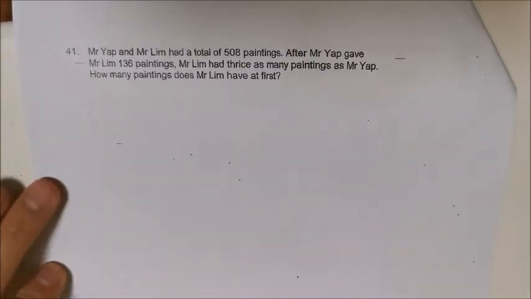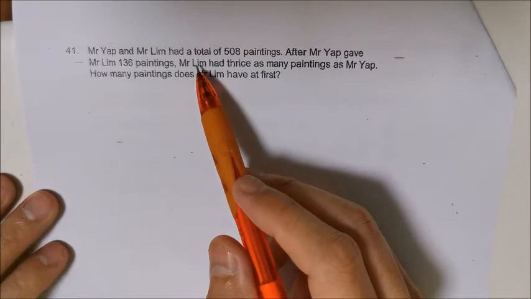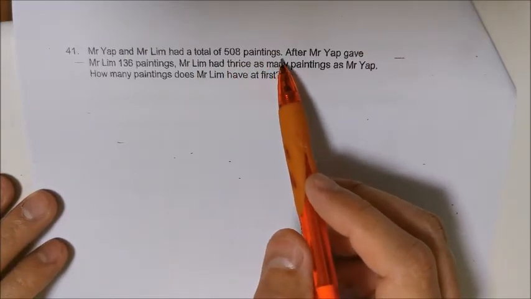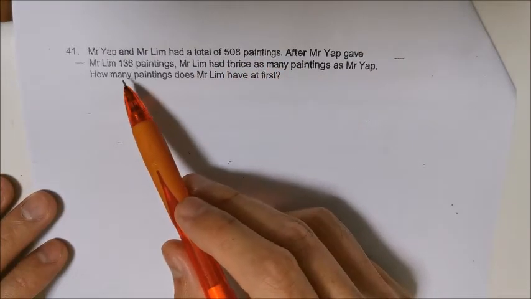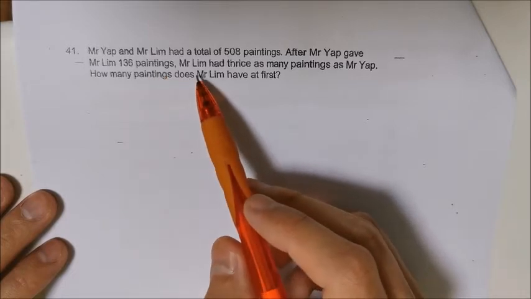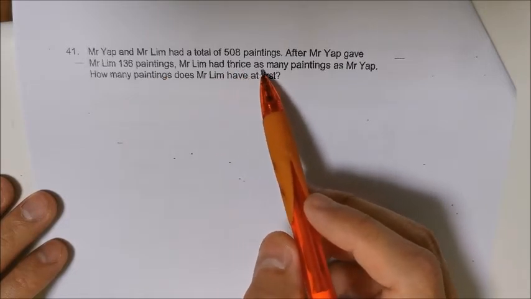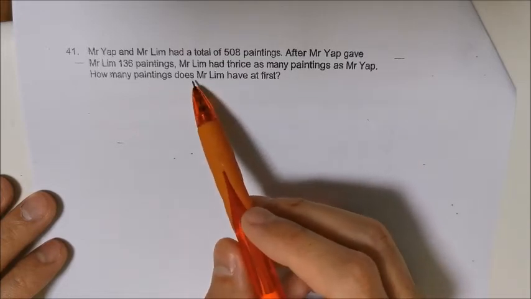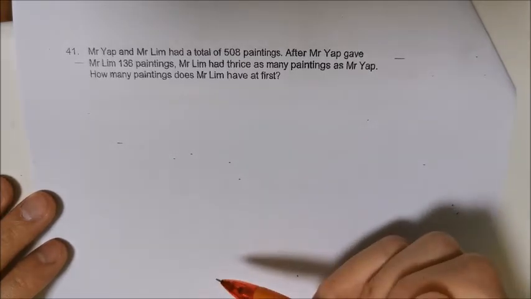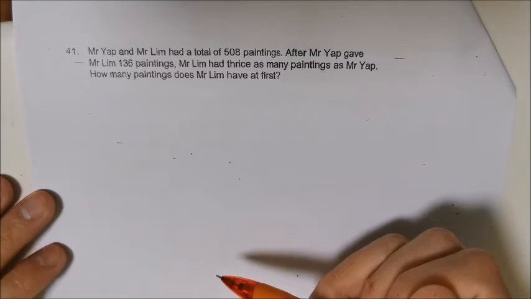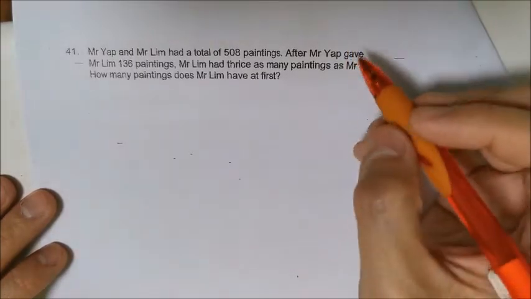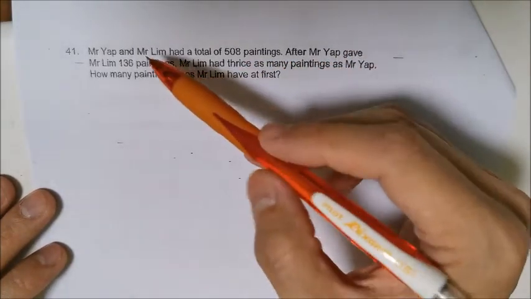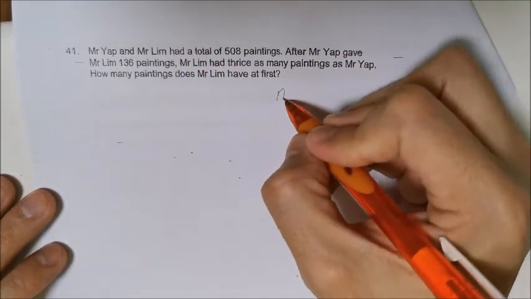Okay, question 41. Mr. Yap and Mr. Lim had a total of 508 paintings. So after Mr. Yap gave Mr. Lim 136 paintings, Mr. Lim had thrice as many paintings as Mr. Yap. So how many paintings does Mr. Lim have at first?